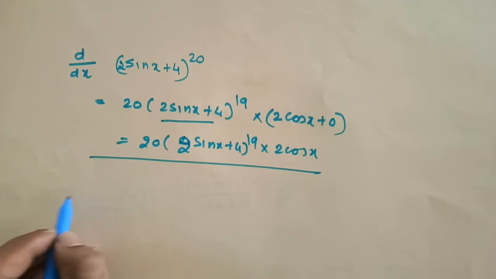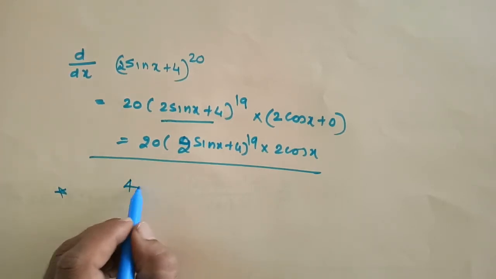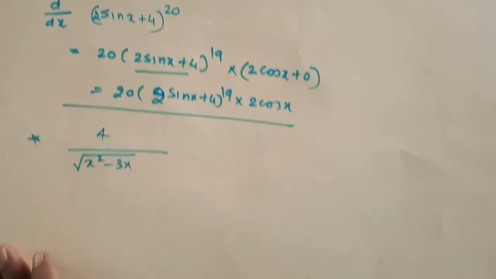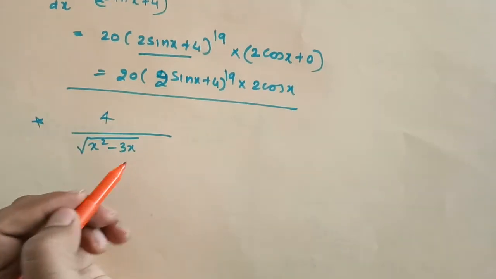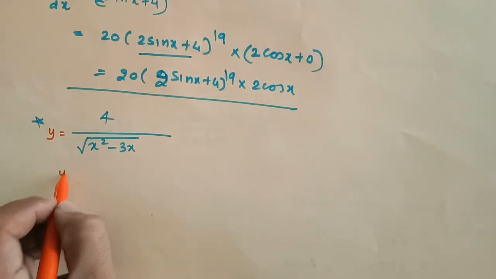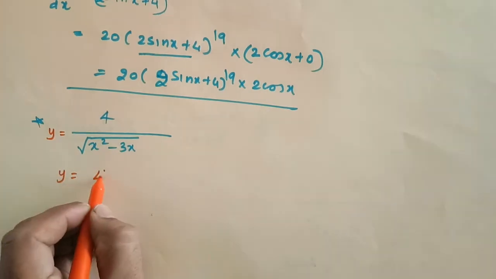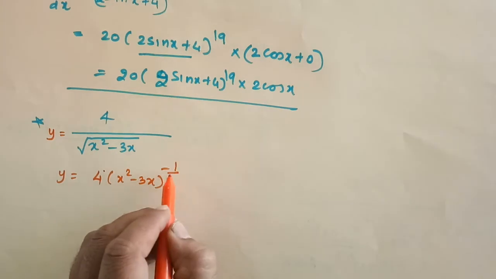Now, in case you want to try some more examples of power rule, here are some more examples. You can try these questions. So the first one is, let's say you want to try 4 over the square root of (x squared minus 3x). All right, you can pause this video and try this. Here's the solution of this. If I want to differentiate this, you first write this as 4 times (x squared minus 3x) to the power of negative half.